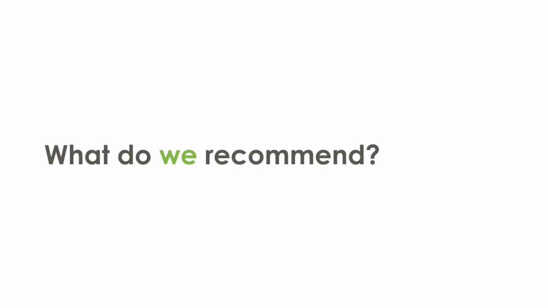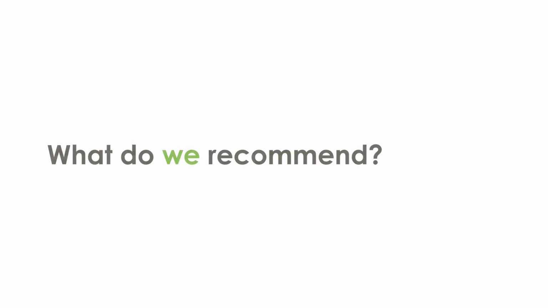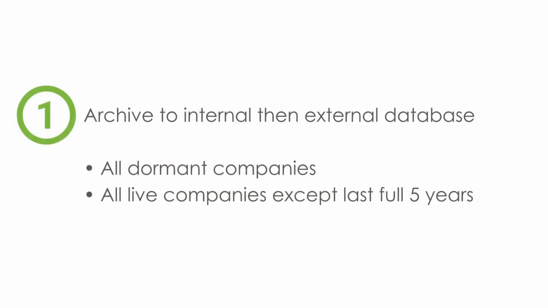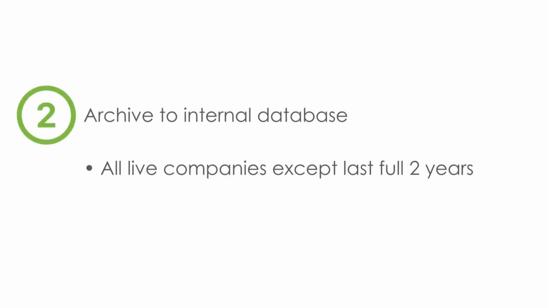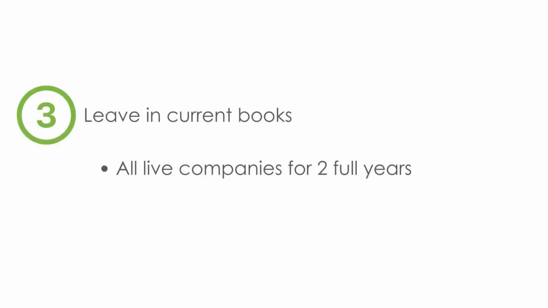So what do we recommend? First of all, you would archive all dormant companies, first to the internal, then the external database, and all live companies, except the last 4 or 5 years. To the internal database, we recommend archiving all live companies except the last 2 full years, and we recommend leaving in the current books all live companies for at least 2 full years.